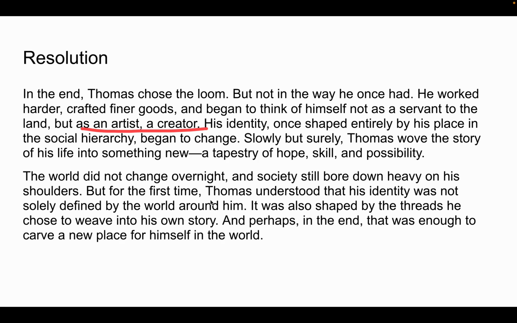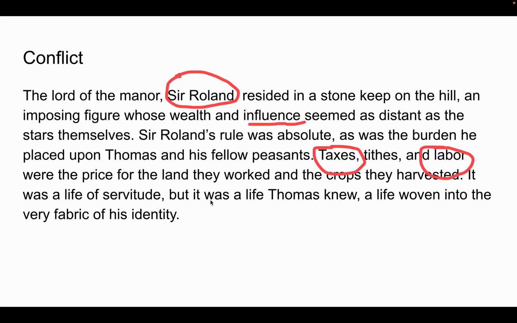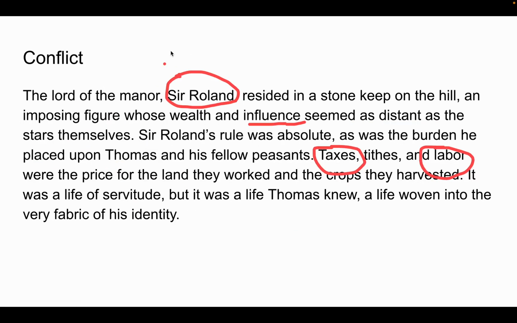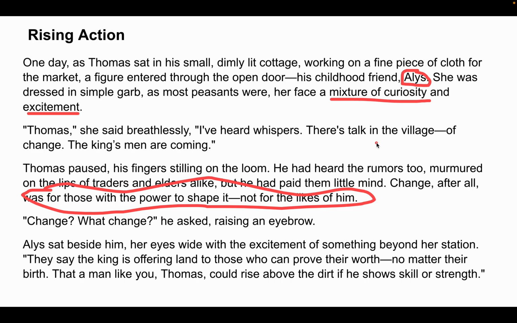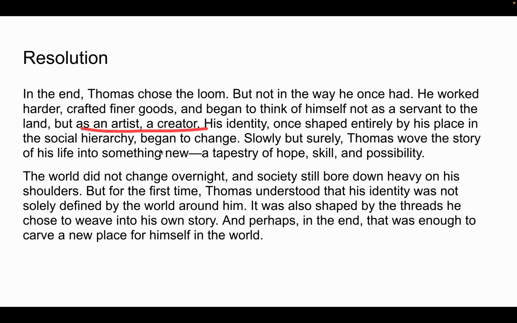We had plenty of examples of society affecting his identity, whether that be his family before him, whether that be Sir Roland, whether that be Alice, whether that be his job that placed limitations on him as well. He had changed for the better. So that's an example of a meeting story, and I think it's a little better than the ones Wit and Wisdom gave us.